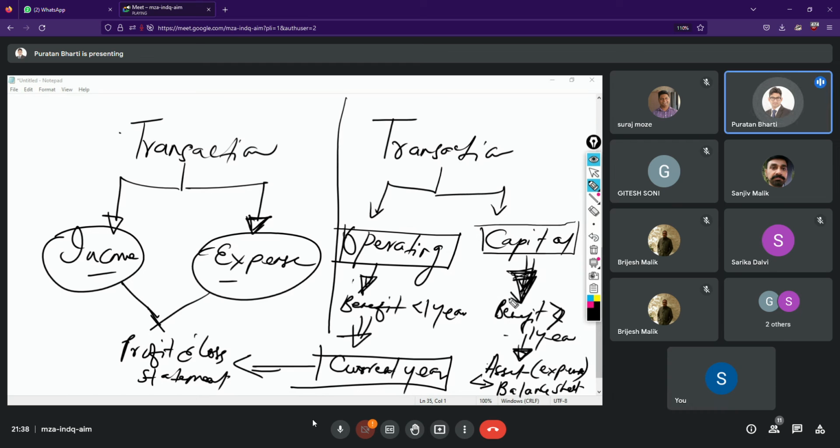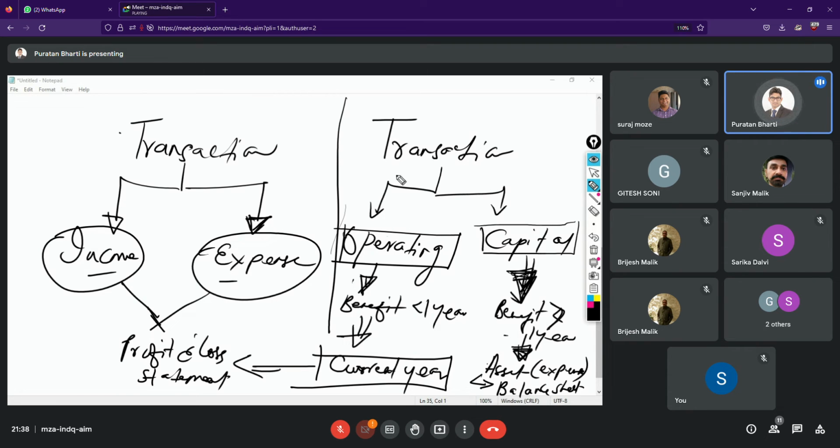Capital nature means the benefit will last for more than 1 year, and such a transaction you'll find on the balance sheet. So if you're buying machinery, it has a benefit of more than 1 year. You will use it for 5 years or 7 years, and that will reflect on the balance sheet.